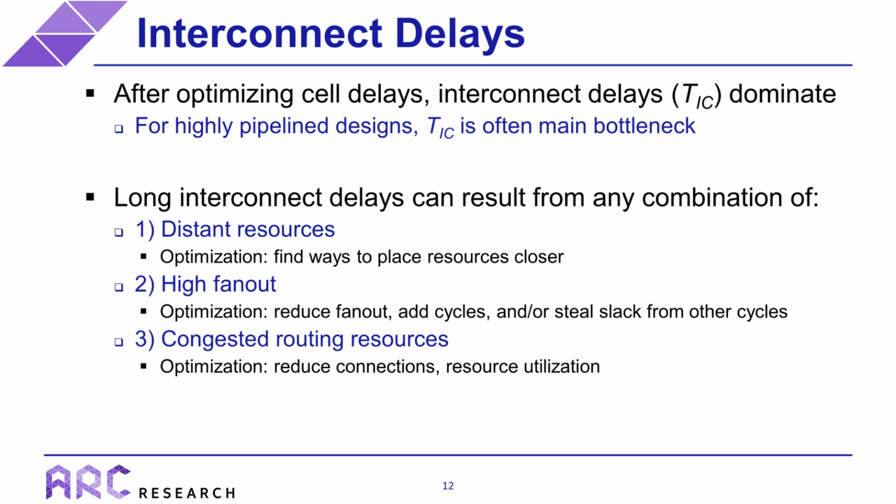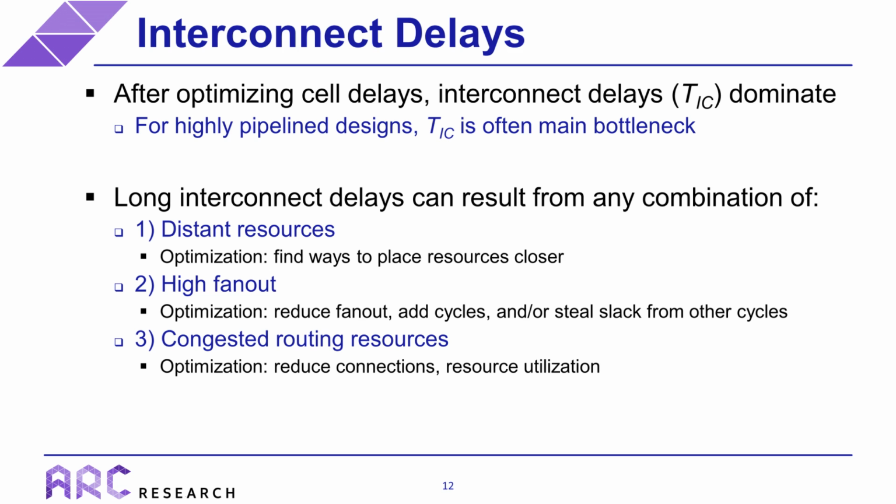So after optimizing all the cell delays on a given path, interconnect delays will then begin to dominate the total delay of that path. This is especially common for highly pipelined designs because that pipelining will often shrink the cell delays as much as possible. Now there can be many reasons for lengthy interconnect delays, but they usually result from a combination of 3 things.